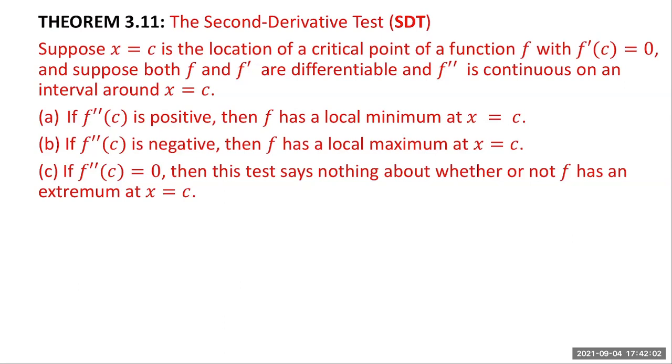Notice that again, to apply the second derivative test, we need to find critical points of a function f with f prime of x is 0. So you need to find the critical points with f prime of x equal to 0. That means you have to set f prime of x to 0 to find such critical points.